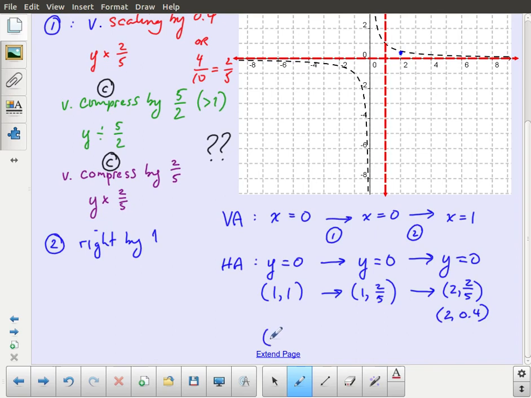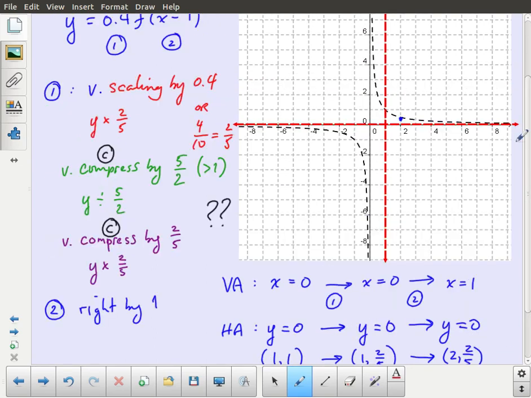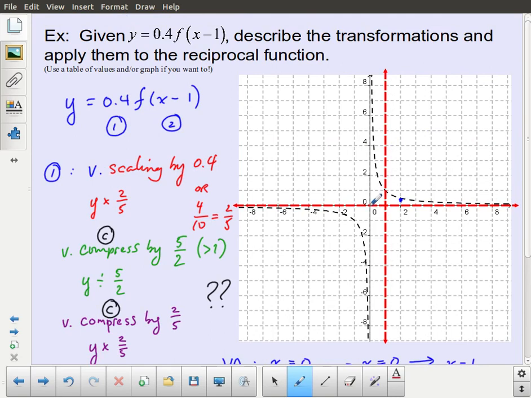Now, what about (-1, -1)? The first transformation doesn't affect the x-coordinate. The y-coordinate becomes negative 2 over 5. And then we shift to the right by 1, and that becomes 0. And I'm going to write it as 0.4 right away. So where is 0? Here it is. And 0.4 is around there.